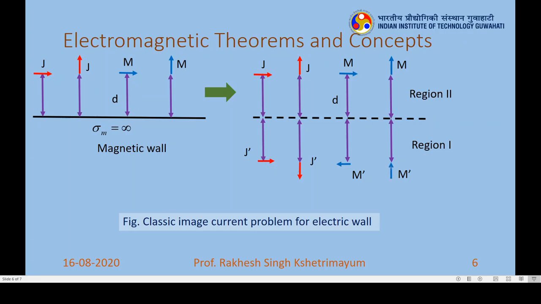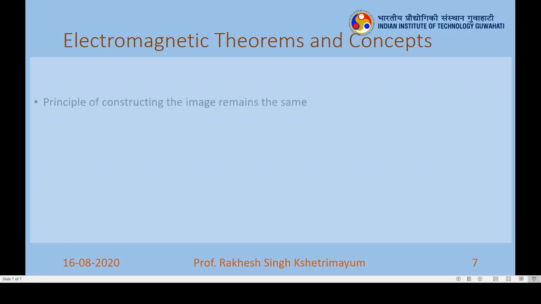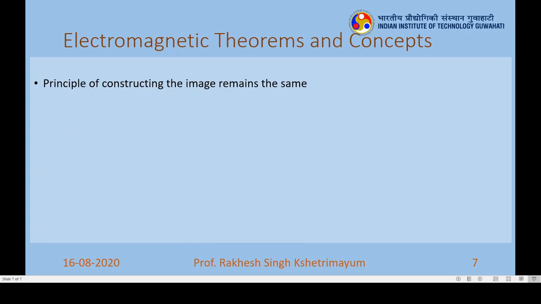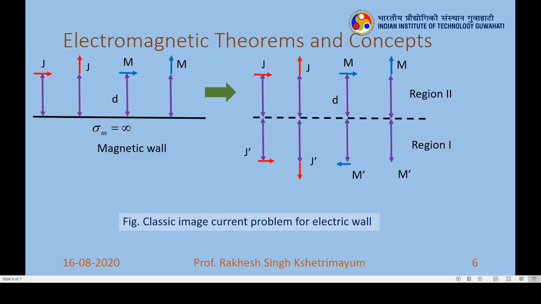The image for the magnetic current density, horizontal magnetic current density, would be in the opposite direction. For the vertical magnetic current density, image would be at the same distance from the interface in region 1, and it will be in the same direction, and amplitude will also be same. So we have discussed the classic image current problem, equivalent problem for using method of image for electric wall and magnetic wall for horizontal and vertical electric and magnetic current density.